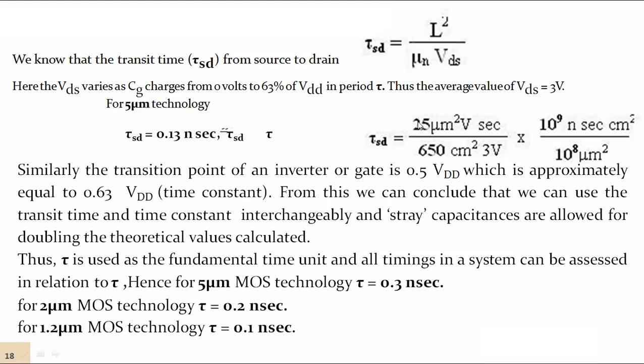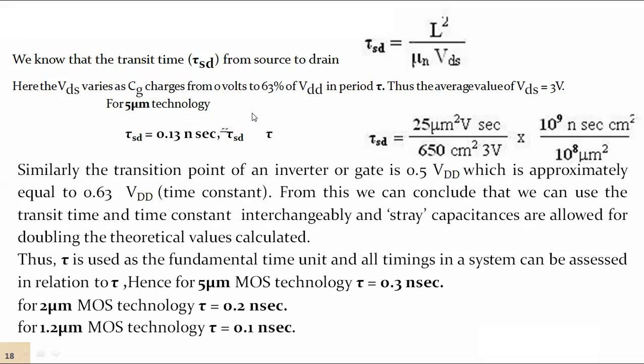Okay, only that 25 divided by 650 multiplied by 3 and 10 to the power of minus 8 plus 9. This means in the numerator, it is only 10, 10 multiplied with the 25, which is 250, divided by 650 into 3. Okay, which is equal to 0.13 nanoseconds.